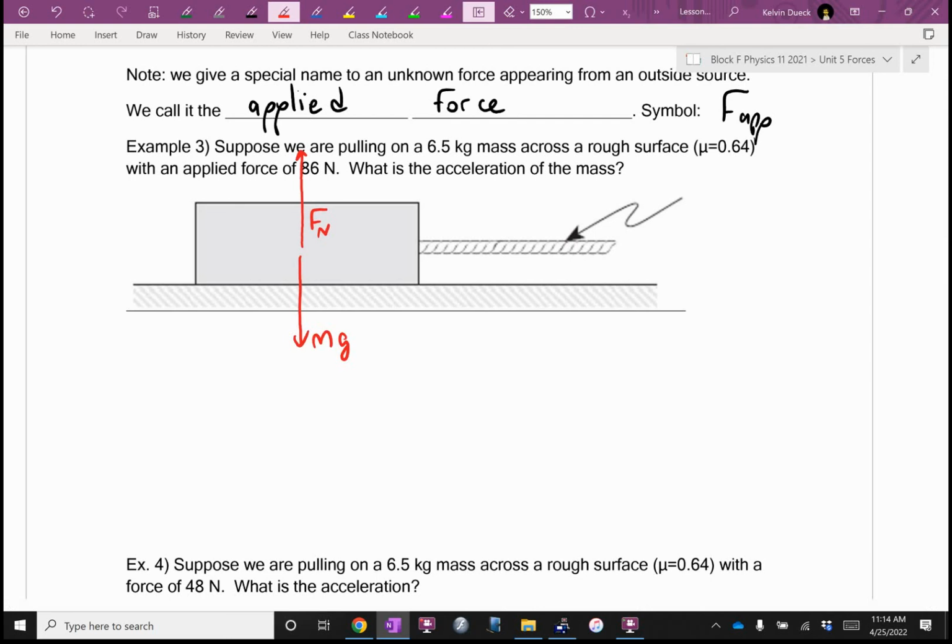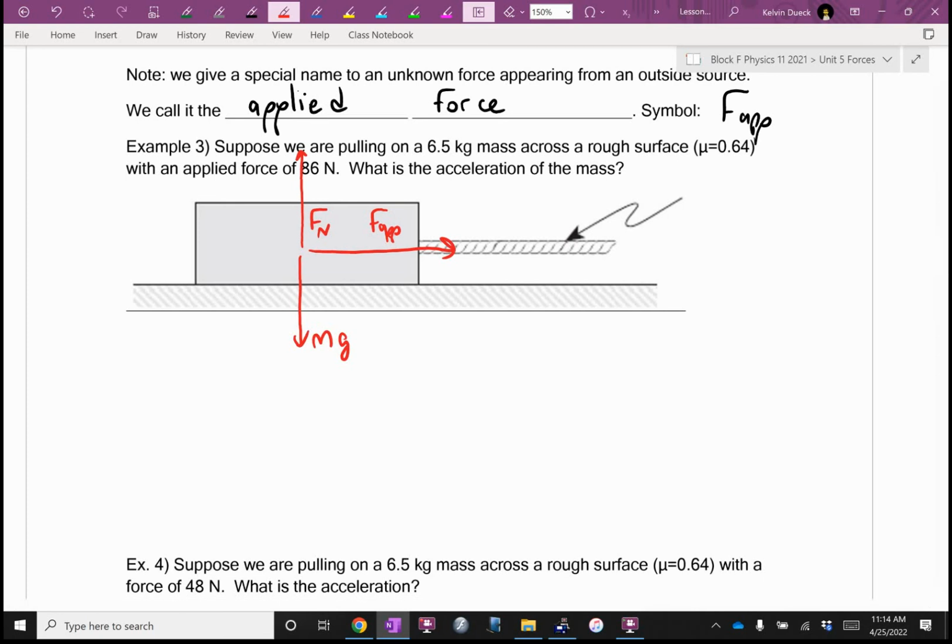What else? The question mentions one. It says with a force of 86. Which force is that? Applied force. Okay, and that's going to be to the right, so I'll put it here. F applied.